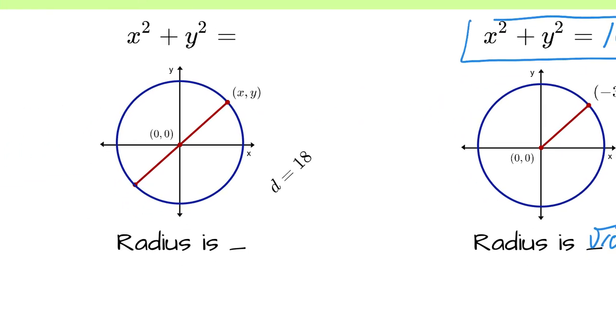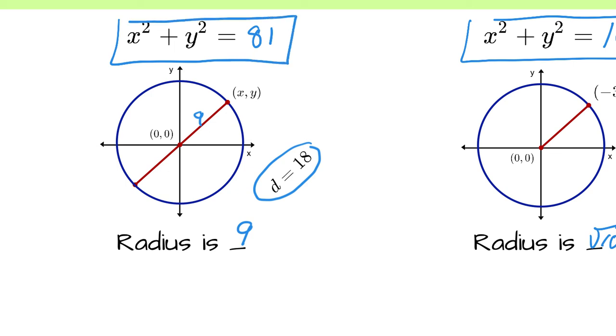And the last one. So in this case, I changed it up a little bit. I'm giving you the diameter of 18, which means that the radius is 9. And if the radius is 9, then the equation is x squared plus y squared equals 81.